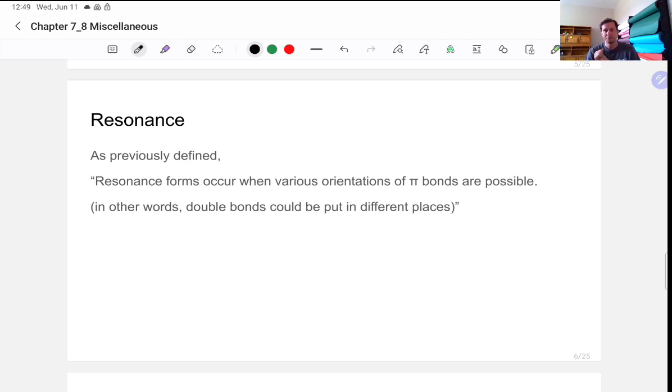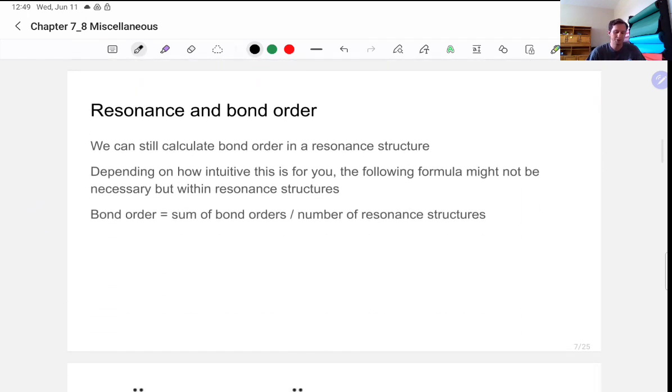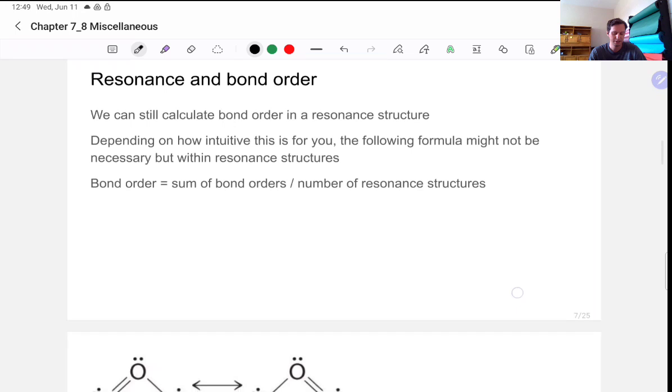And so in resonance, if we have multiple bonds that could be single, could be double, it's not really that they're single or double at any time. The understanding of resonance is that they have some single bond character and some double bond character. They're in between, and therefore the bond order itself is in between to indicate that. So we can still calculate bond order in a resonance structure. Depending on how intuitive this is for you, the following formula might not be necessary, but you could find the sum of the bond orders, and then divide by the number of resonance structures.